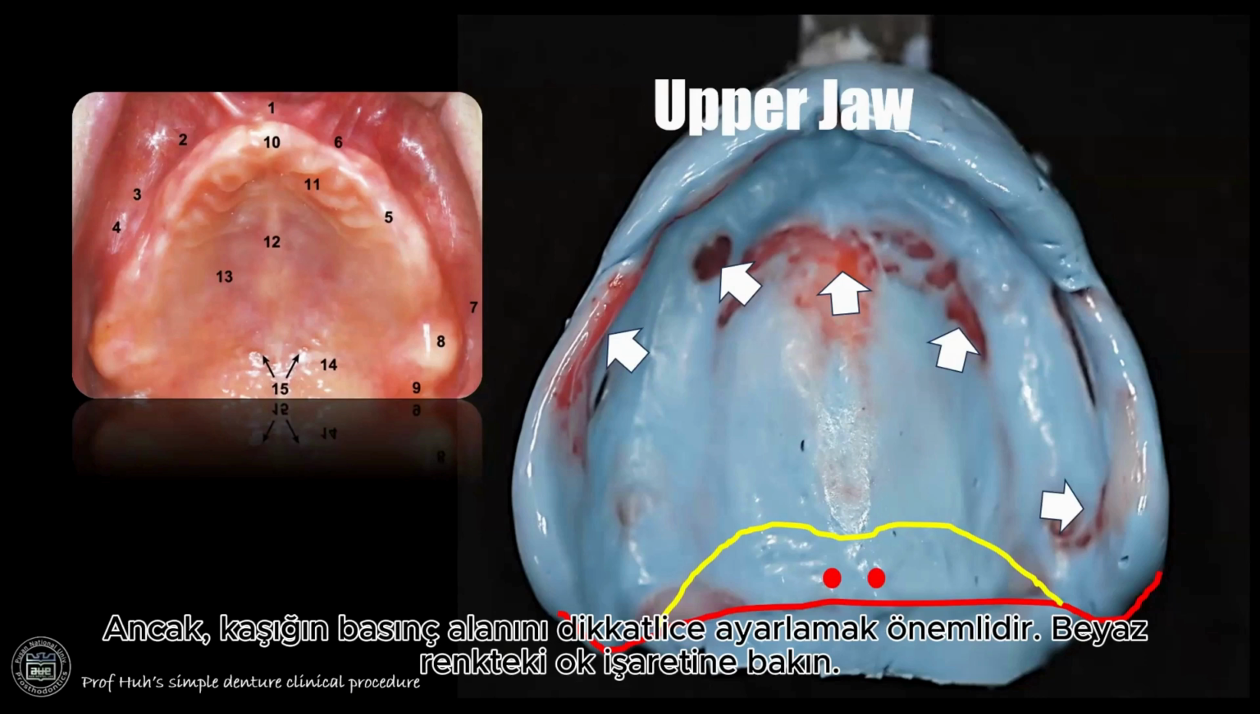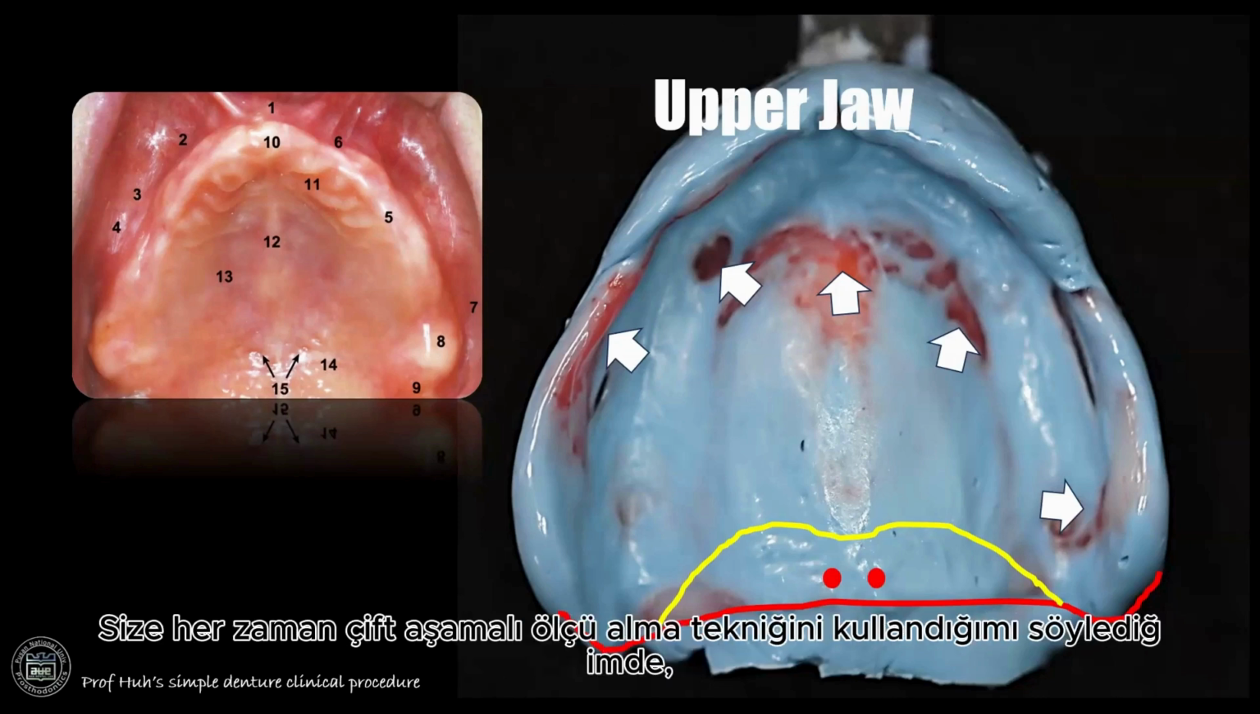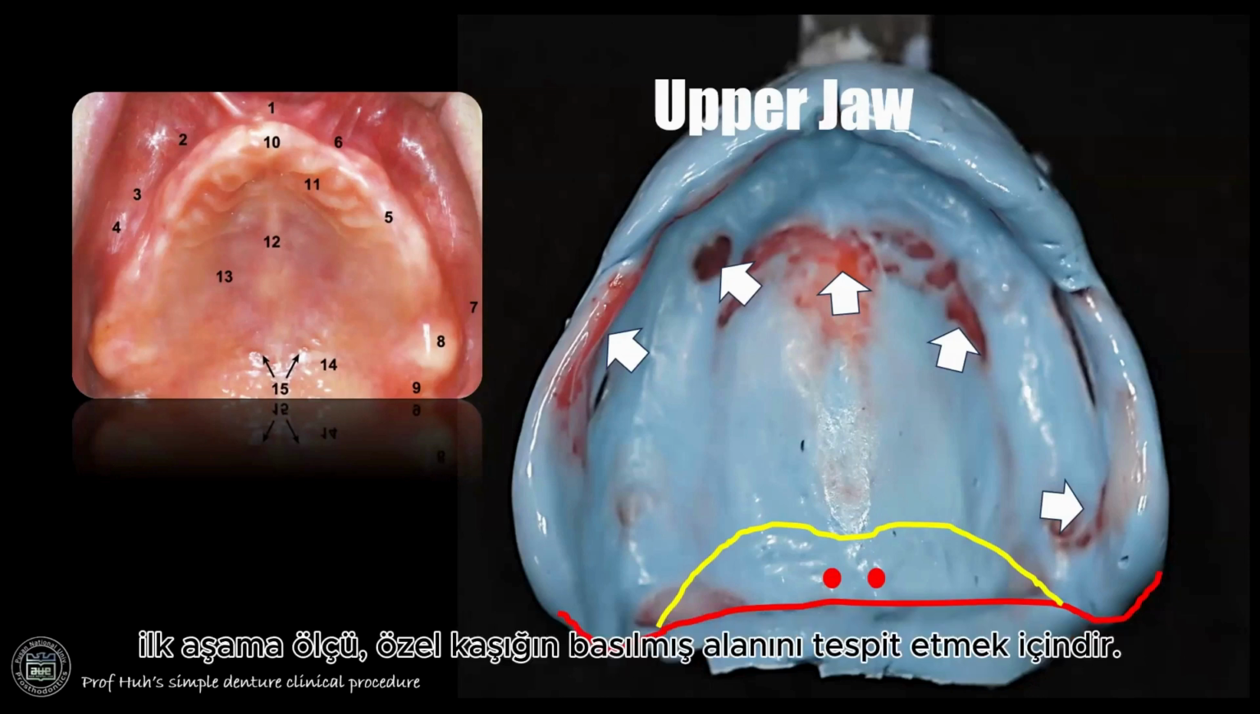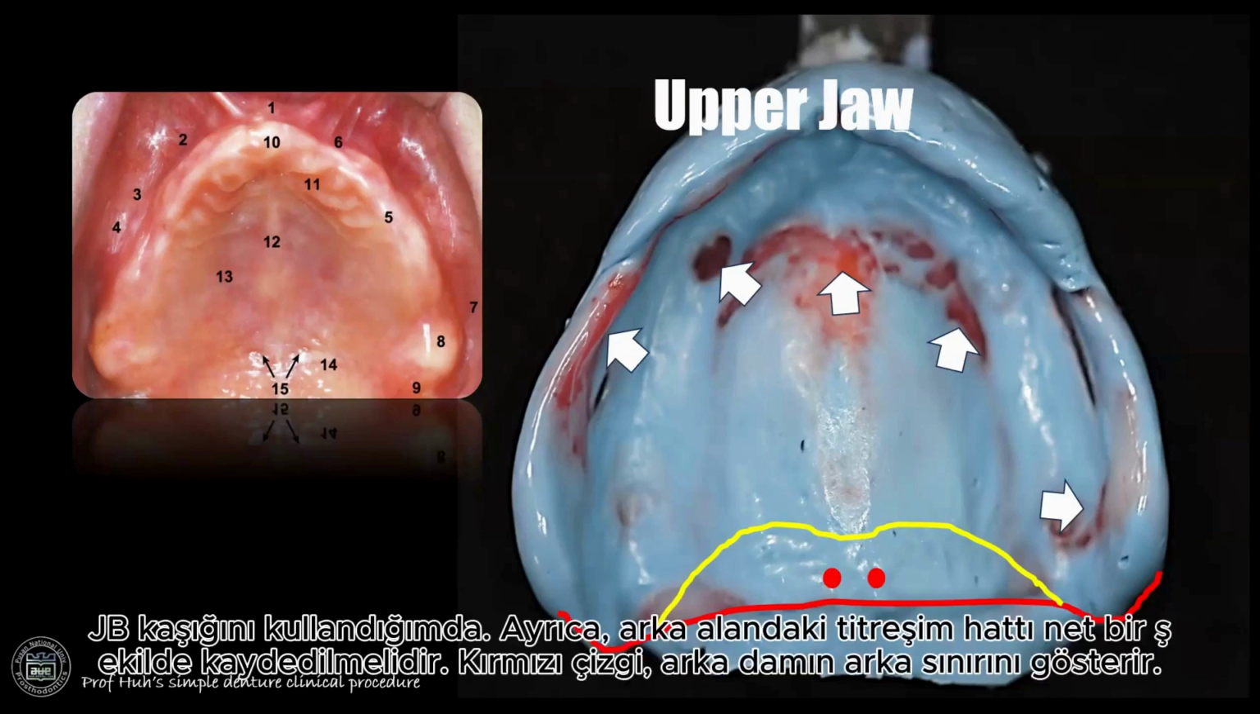Look at the white arrow. As I told you, I always use the double step impression technique. The first step impression is for detecting the pressed area of the custom tray, when I use the JB tray, okay? In addition, the vibrating line in the posterior area must be clearly recorded. The red line indicates the posterior border of the posterior dam.